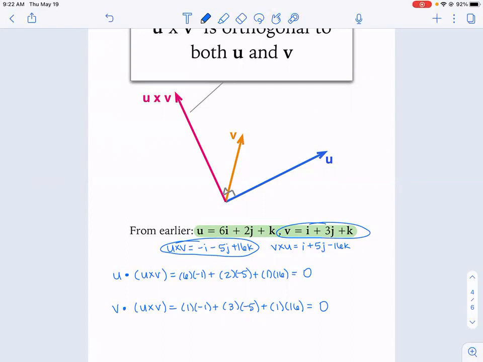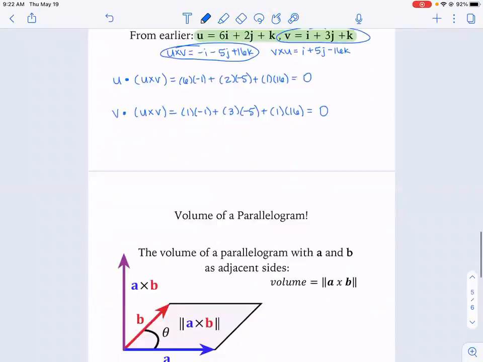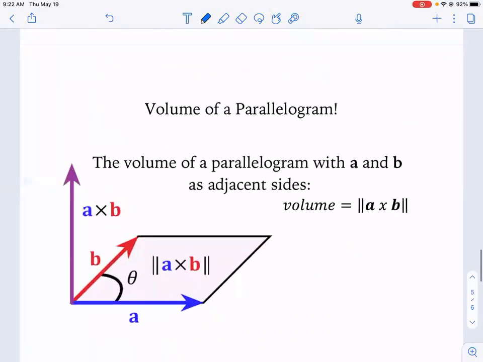Okay. Now, why is this helpful? If we have a parallelogram in 3 dimensions, how do we find an area of a parallelogram in 2 dimensions? Yes, base times height. Okay.